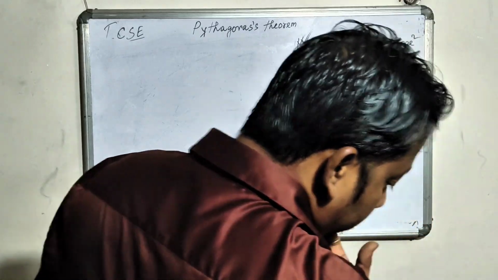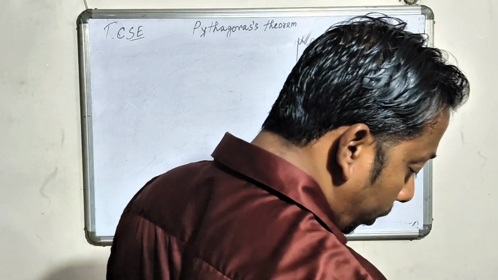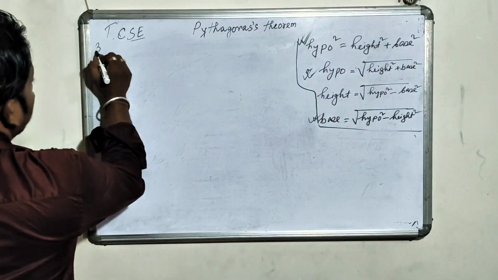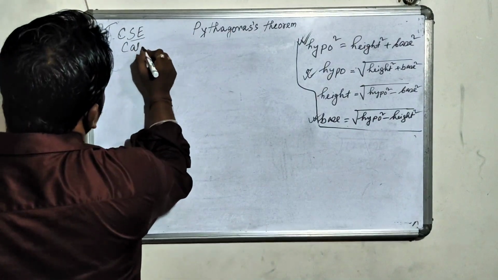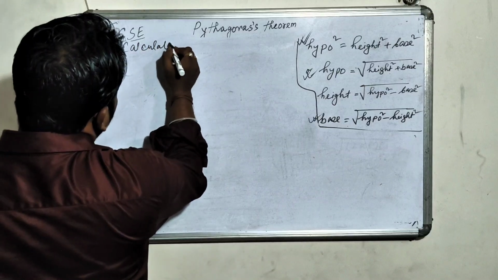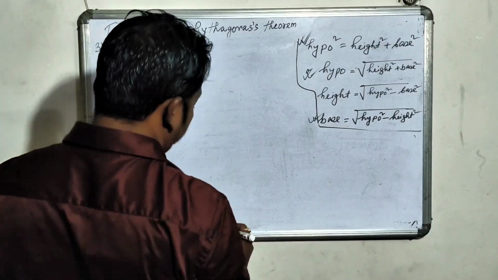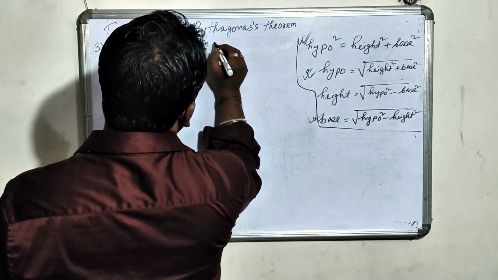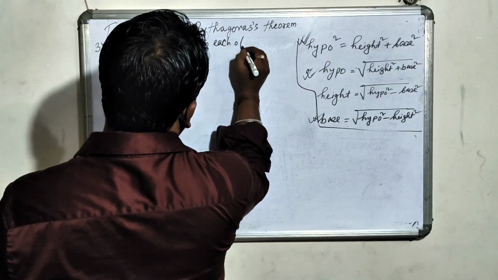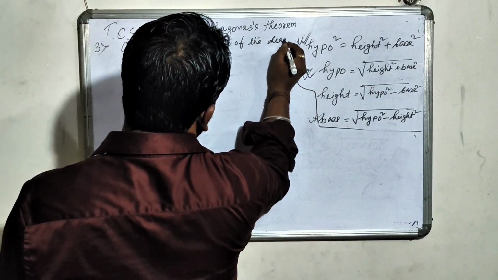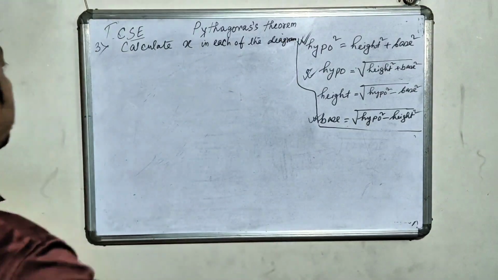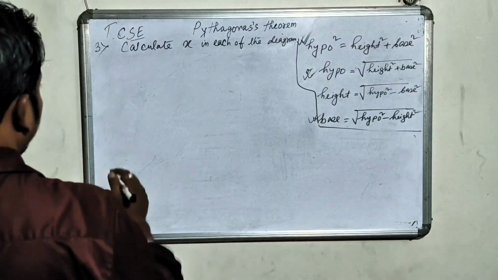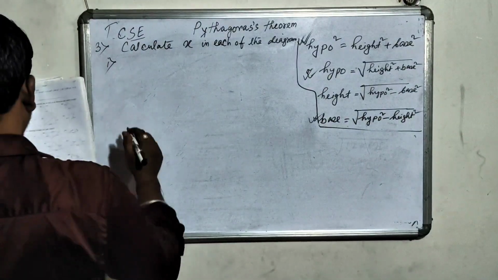Question number 3, the question asked, calculate x in each of the following figures. That means question number 3 asks us to calculate x in each of the following diagrams. Now we'll discuss the first picture.